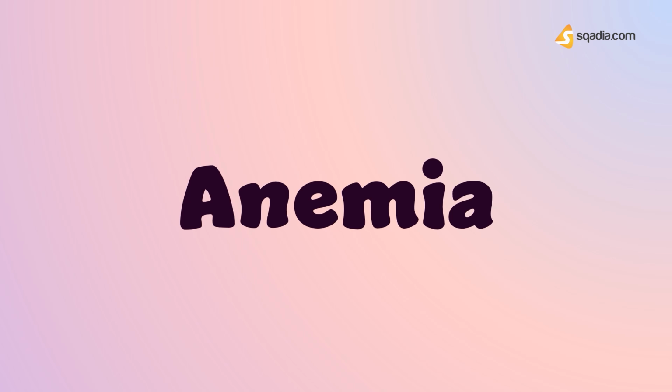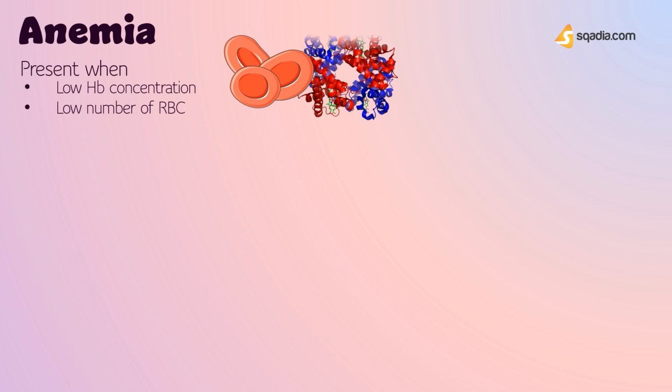In this video, we will talk about the basics of anemia and also go over some of the most common types of anemia, their causes, diagnosis, and management. Anemia is present when either hemoglobin concentration or the number or function of the red blood cells are below the reference levels for the age and sex of the individual.